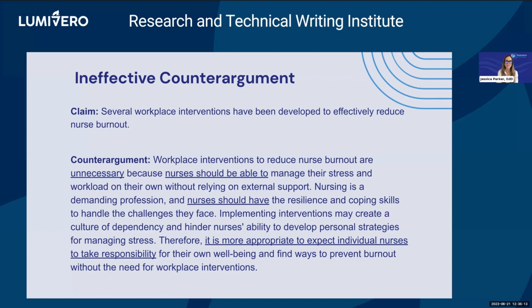So hopefully you can see here the difference. There's no evidence, but let's imagine there was some evidence, that wouldn't necessarily make it a good counterargument. The counterargument that this person is putting forward uses a lot of "should be able to," "should have." It uses this strong wording in terms of expecting individual nurses to take responsibility for their own well-being. And so let's imagine that you're trying to develop a counterargument to this claim. So let's flip it around. This would not be an effective counterargument.